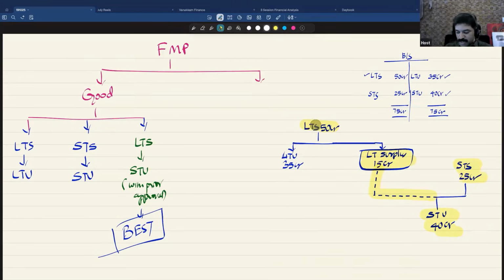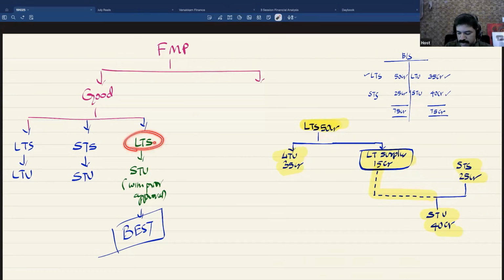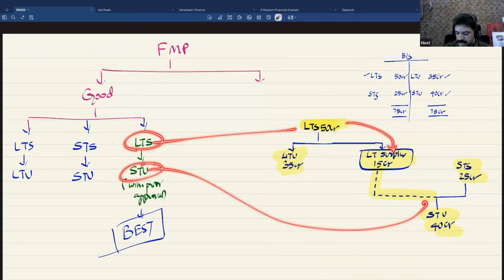How? They raised a long-term source of 50. What they spent for long-term use is only 35. They had a surplus of 15. That 15 plus this short-term 25 only enabled them to invest in short-term use 40 crore. So in this case, they mobilized long-term source, which is sitting as long-term surplus, and they used it for short-term use. Yes, it is used for short-term use.